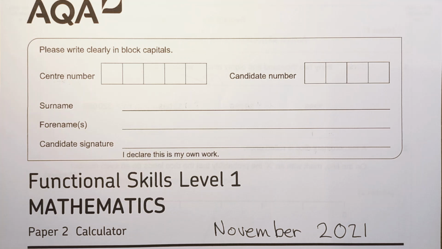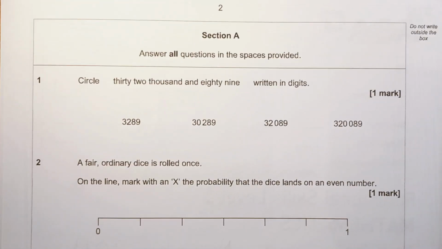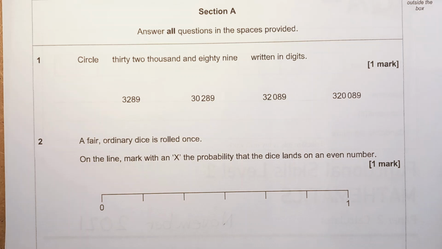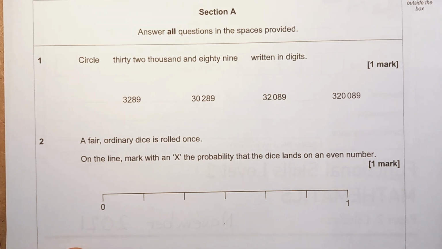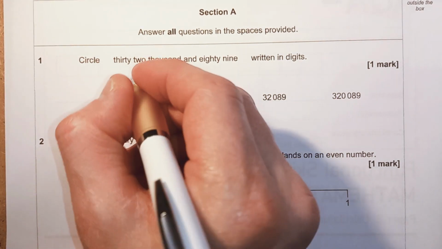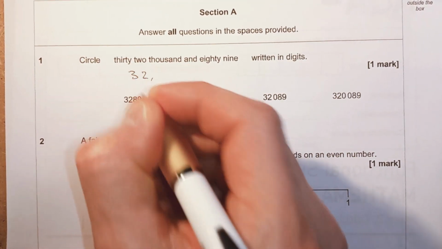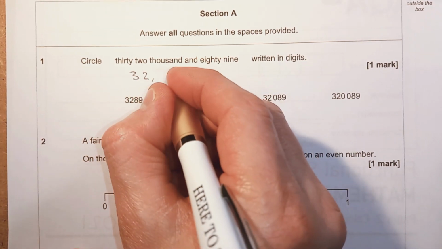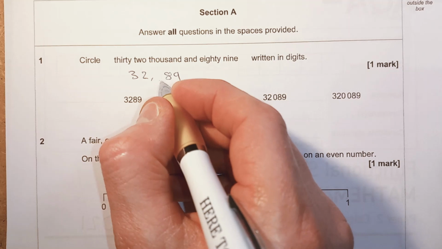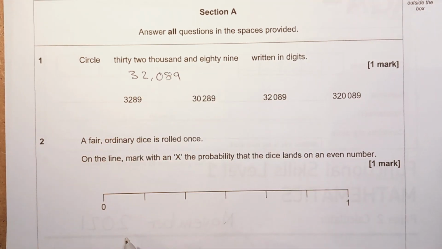So now we've got the calculator section. Question 1. Circle 32,089 written in digits. Let's think about this. 32,000, so 32,089. Right, now we haven't got any hundreds, so we need to put a 0 in there.